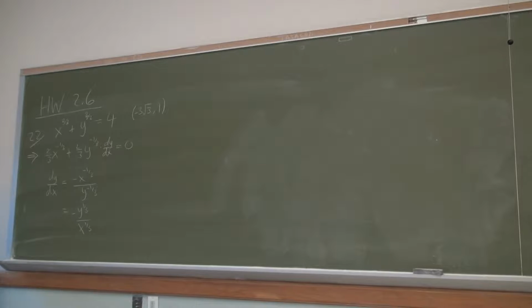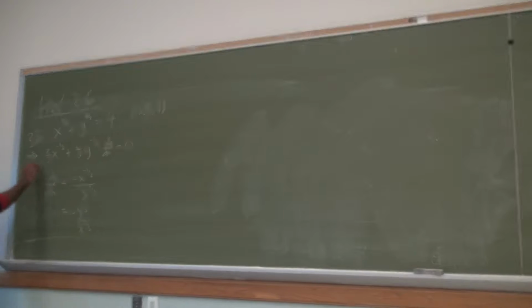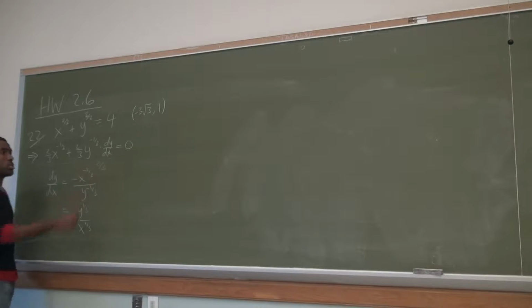Question: how do you just get rid of the 2/3? Divide both sides by 2/3. It's an equation.